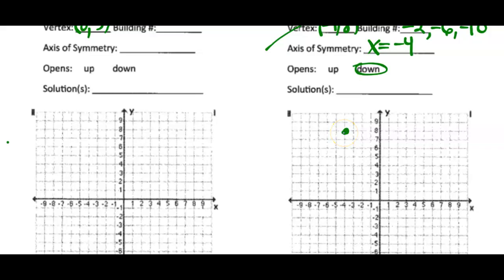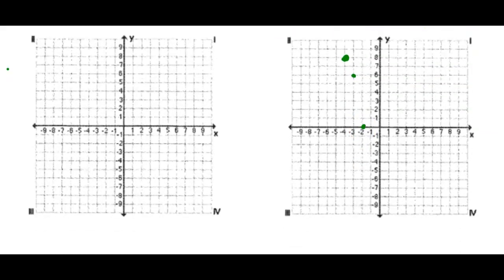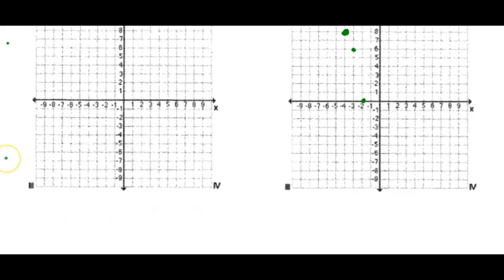Now from there, I'm going to do my building numbers. My building numbers are not 1, 3, 5 this time. I'm going to go over 1, and I'm going to go down 2. I'm going to go over 1, and I'm going to go down 6. I need to just move this up a little bit. I'm going to go over 1, and I'm going to go down 10.